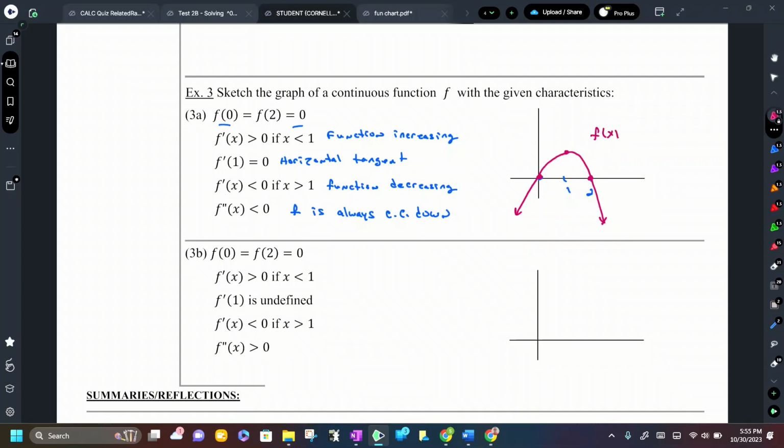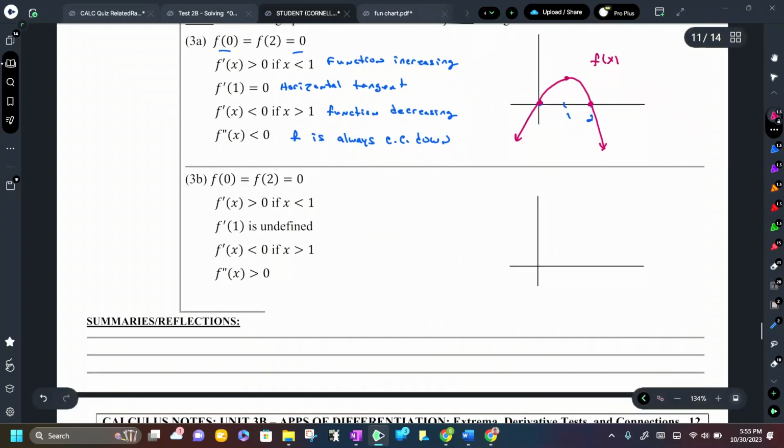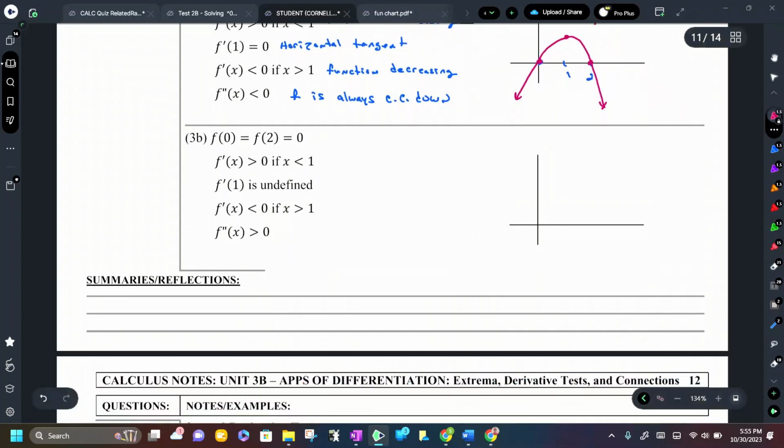And so if we piece all these things together along with our fun chart, you should have your fun chart sitting right next to you so you can look at some of these things. It shouldn't be too terrible. This next one is a little trickier. So we have f of 0 is equal to f of 2, which is equal to 0. So again, 0 is 0 and 2 is also 0.